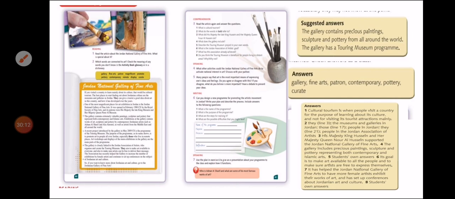Okay, now exercise number 5. What other activities could the Jordan National Gallery of Fine Arts do to activate national interest in art? Discuss with your partner. This also depends on critical thinking and speaking. Many people say that art is the most important means of expressing one's ideas and feelings. Do you agree with this statement? Very important. Exercise number 5 from speaking.